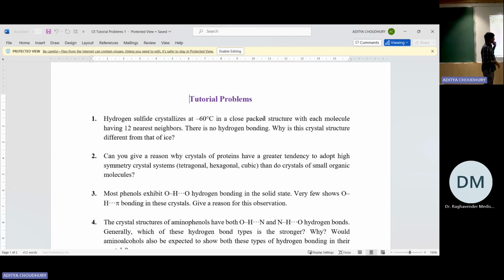So for example, if you look at hydrogen sulfide at minus 16 degrees, that's going to be the solid, by the way. Now, if you look into the packing of it, it's going to be a close packing structure, with each molecule having 12 nearest neighbors. I hope you know what nearest neighbors mean. Like if you look into it, what are the nearest ones which are available, right?